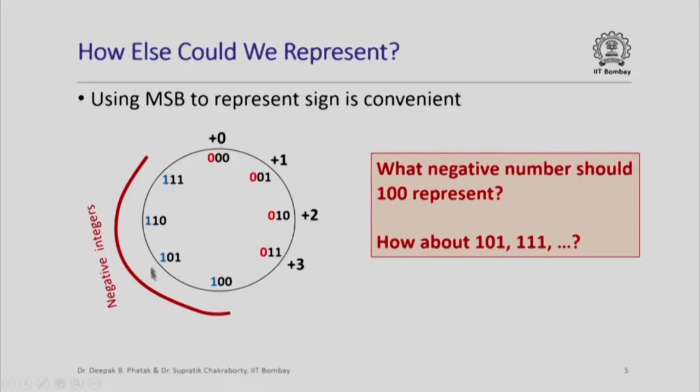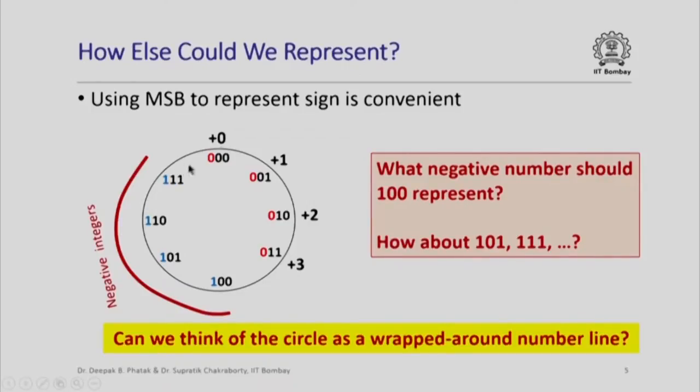In trying to answer this question, we might want to think of this circle as a wrapped around number line. So if you think of this circle as a wrapped around number line, then I can see that from here to here, the numbers are increasing, plus 0, plus 1, plus 2, plus 3. These are going to be negative integers. So can I somehow unwrap this circle into a number line such that along the number line I get 0, 1, 2, 3 at these positions, and these correspond to negative integers, and still I can think of the unwrapped circle as a usual number line.